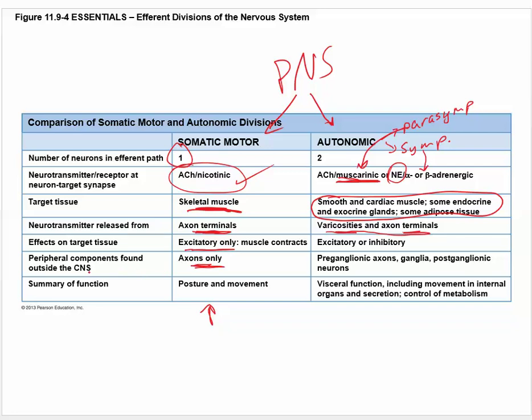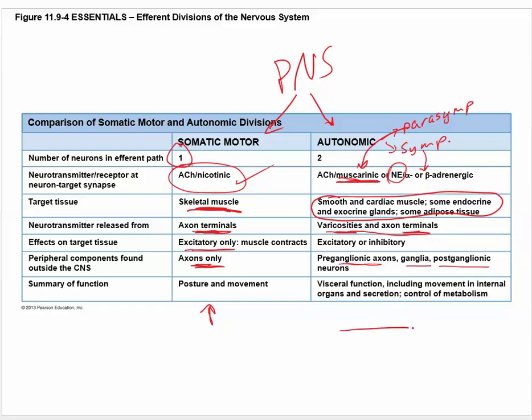the outside or peripheral components are always going to be axons. That's how it's going to travel. It's a little more complicated. Preganglionic, post, and then there's a ganglion, and then there's postganglionic. Things that we're not too concerned about right now.